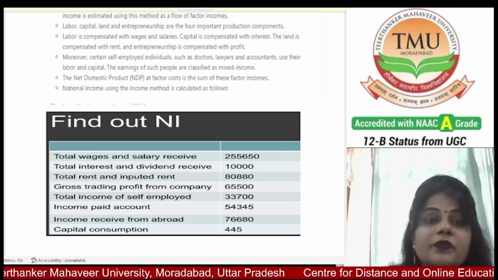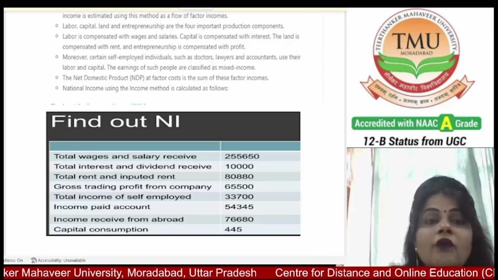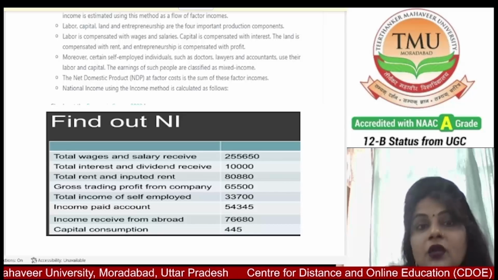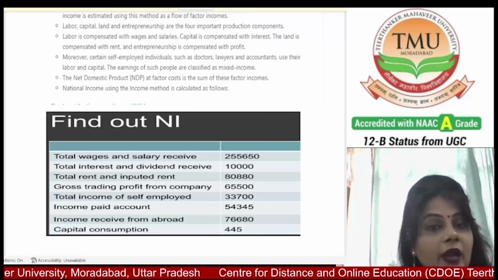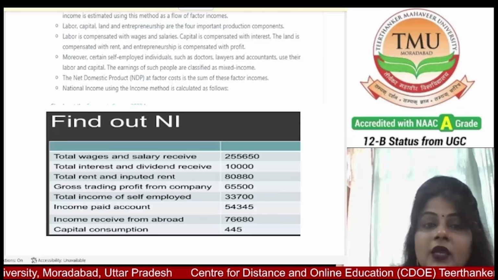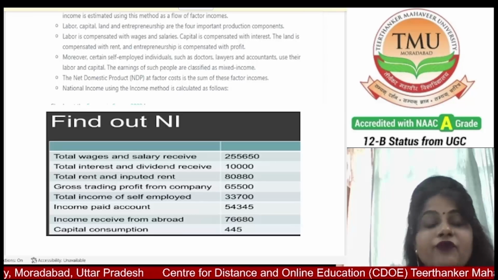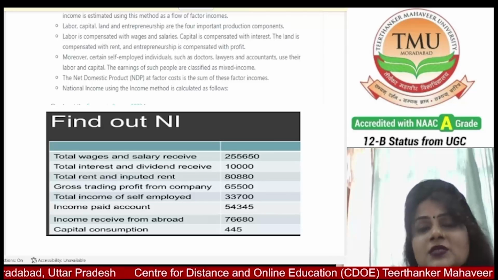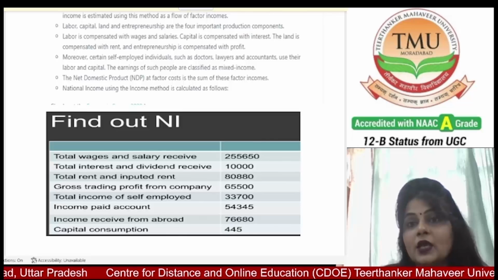And the last step of calculating national income through the income method is the estimation of net income from abroad, that is NFIA, net factor income from abroad. NFIA is added to domestic income NDP factor cost to get the national income NNP factor cost. So NNP factor cost is equal to NDP factor cost plus NFIA. But there are some precautions to take when measuring national income with the income method.